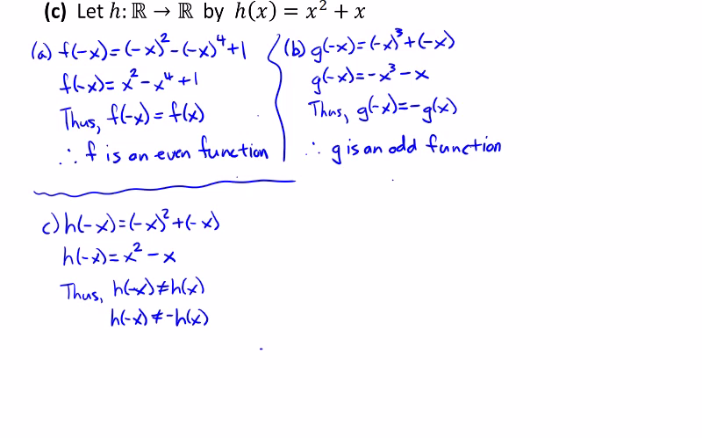So this is a process of elimination. If it's not even, which is what this is saying, this is implying not even. This is saying not odd. And if I can conclude that it's not even nor odd, then there's my answer. So h is neither an even nor an odd function.